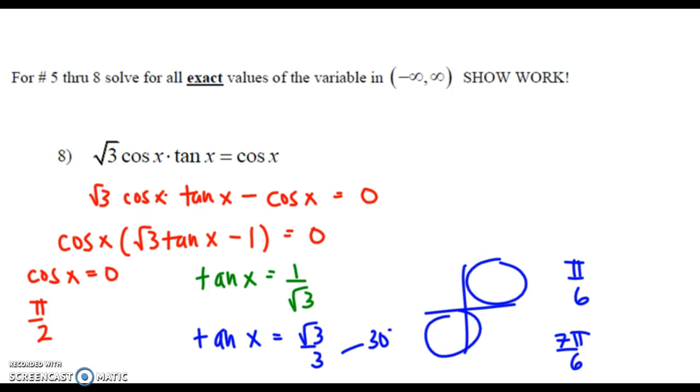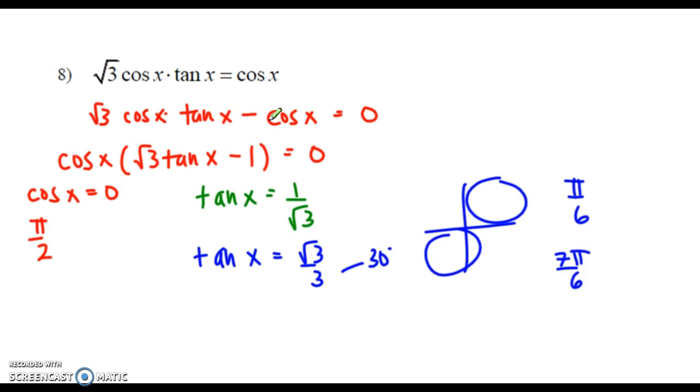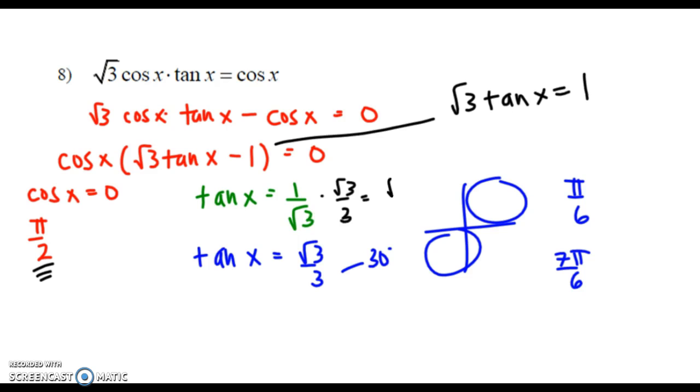Last one, this one's not lovely. Bring your cosine over, factor out your cosine, solve for that, pi over 2. Then you're left with this mess. The in-between step you would have radical 3 times tangent of x equals 1, divide by radical 3. Rationalize that. So now you're looking at a 30-degree reference angle that's positive. First and third quadrant, pi over 6 and 7 pi over 6. Add 2 pi k to each of those.